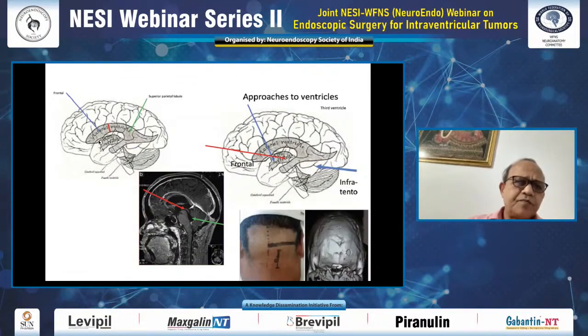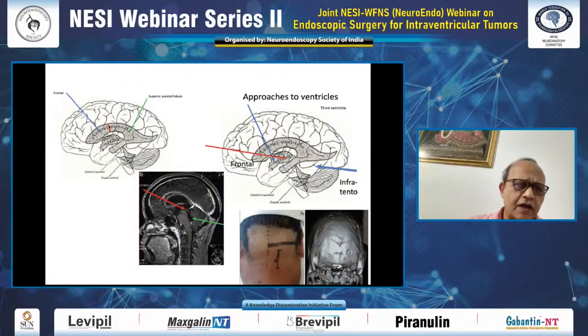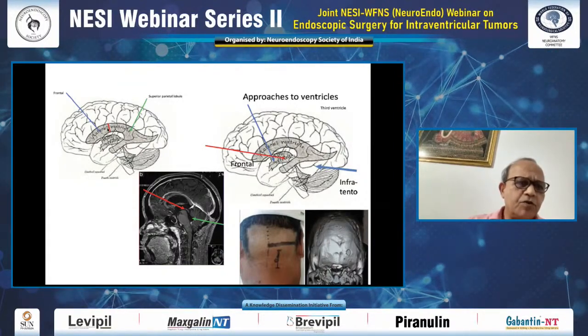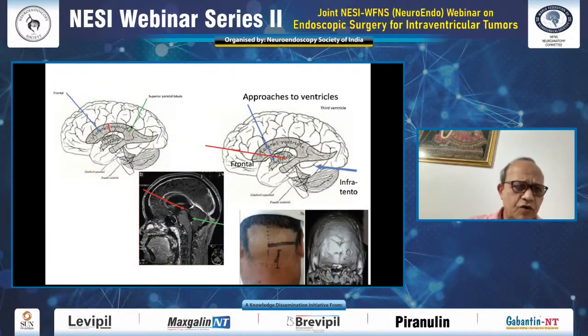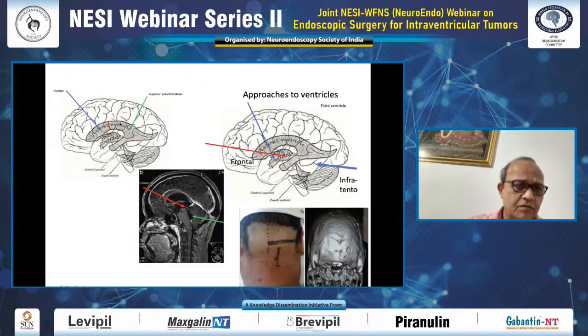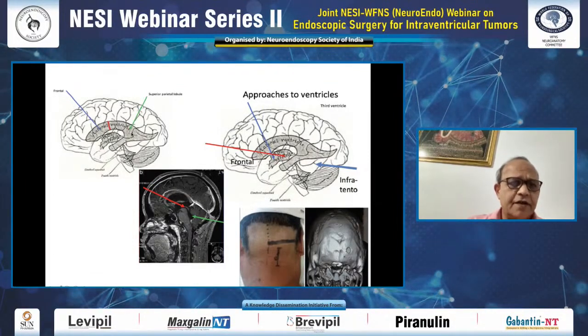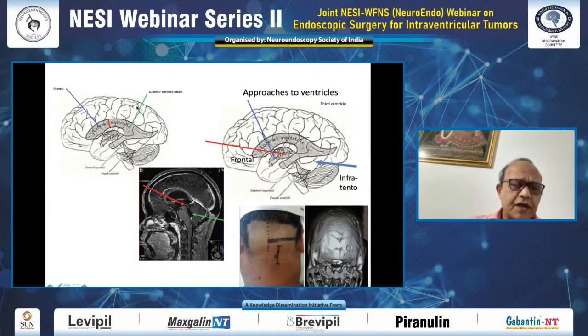So for lateral ventricular tumor, frontal horn and anterior half of the body, we use the frontal approach. And for the posterior part of the body of the lateral ventricle, atrium and the occipital horn, it is the superior parietal lobule.